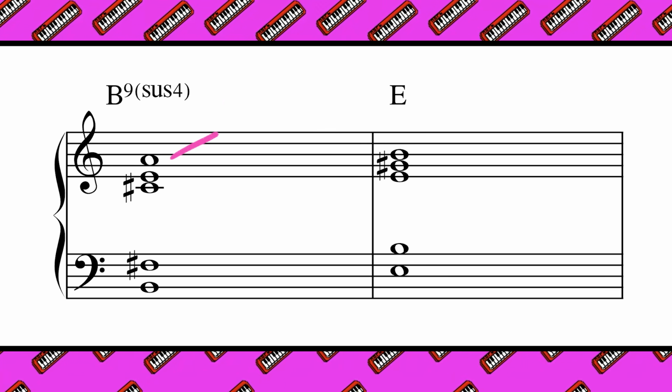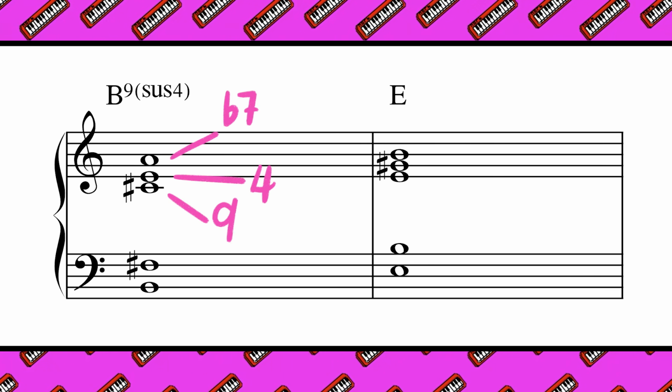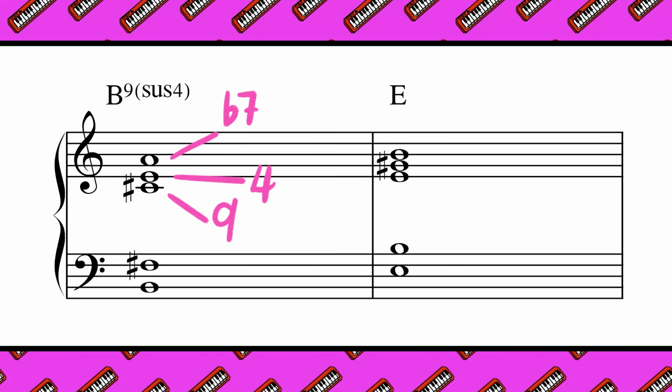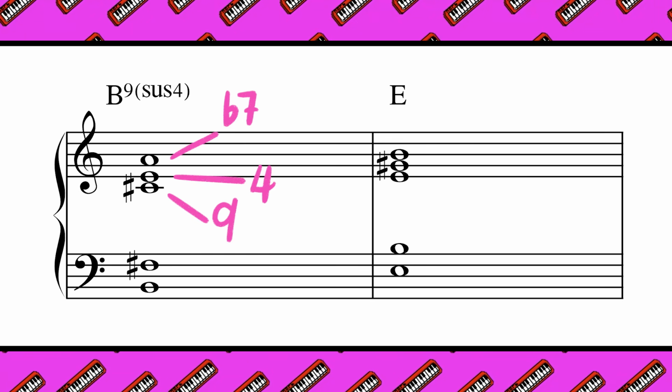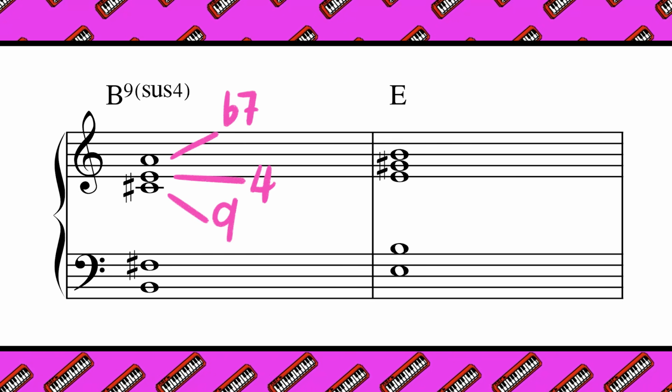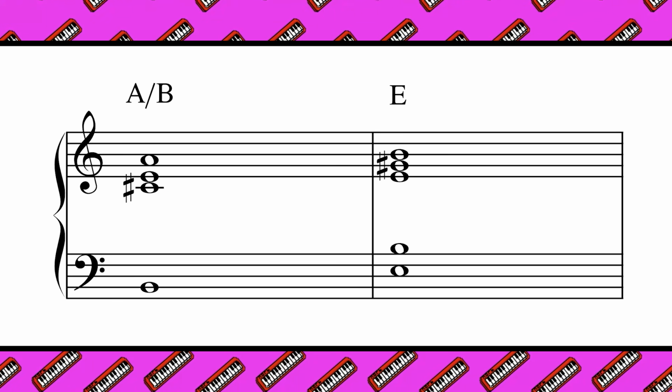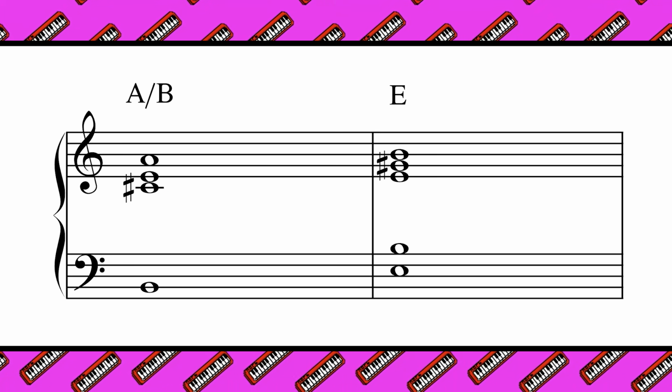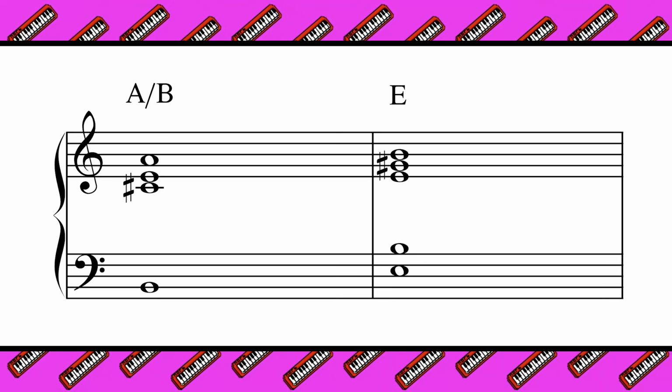If we look at the 7th, 9th, and suspended 4th, we see that those notes make up an A major triad. The major triad found a whole step below the root of the chord. If we ditch the 5th of the chord, you can write this as an A over B, and this is the soul 5 chord sound.